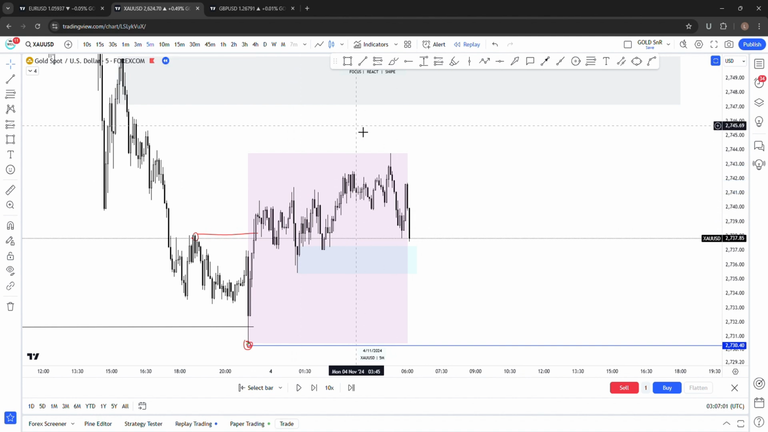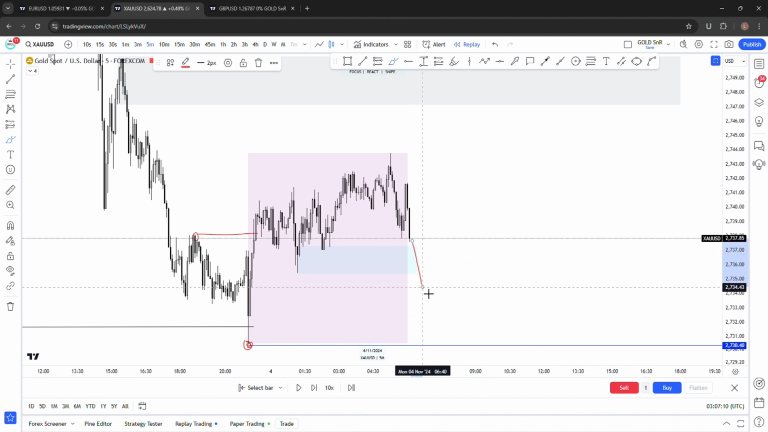So again, one of the things with mid-Asia is that sometimes price will not really respect it. What it is going to do is break. And guess what? When price breaks like this, what do you think SMC traders will be doing?